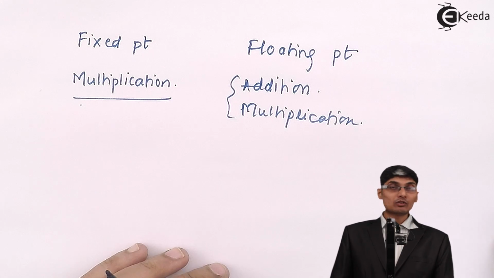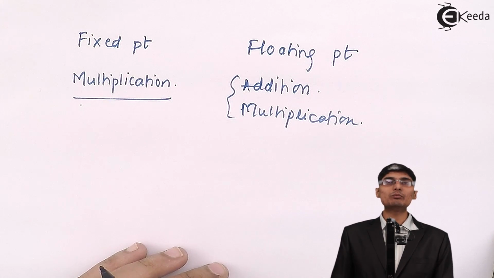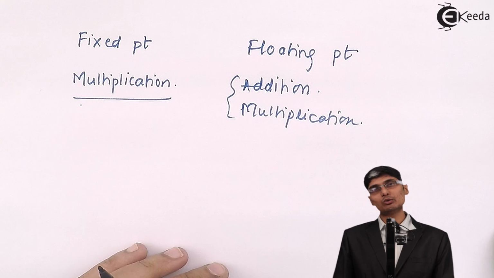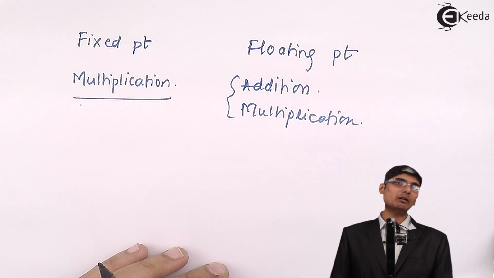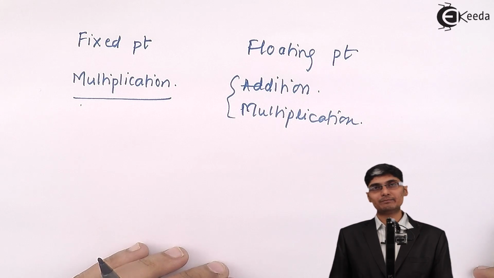system. So I hope you have understood what you mean by fixed point numbers and what you mean by floating point numbers, and how we perform the arithmetic in a fixed point number and in a floating point number. Thank you.